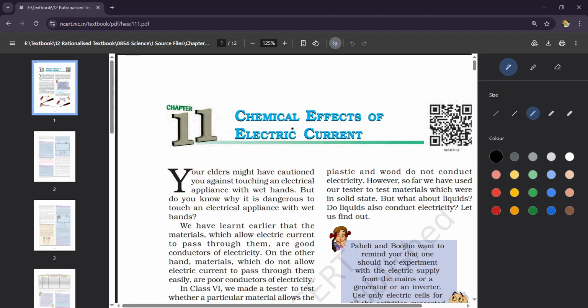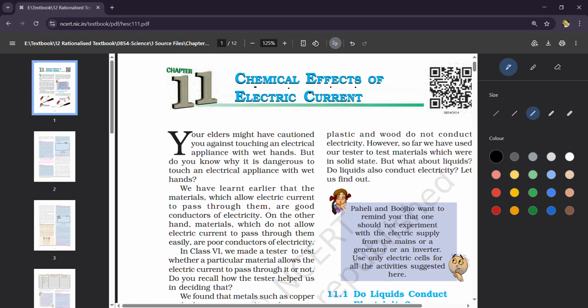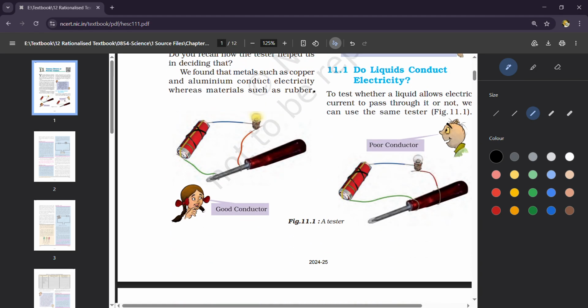Electric current. Now we all know about electric current, and in this chapter we will study its chemical effects. In previous classes, we have learned about the other effects of electric current, like the magnetic and the heating effects. Here we are given conductors, good conductors and poor conductors of electricity.